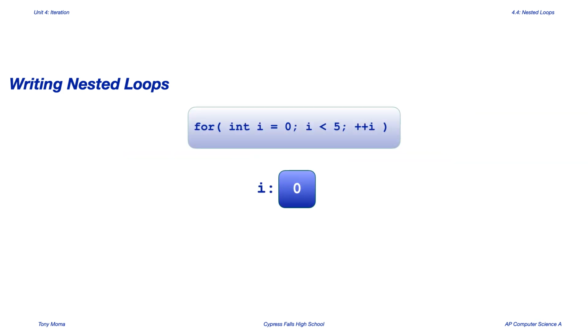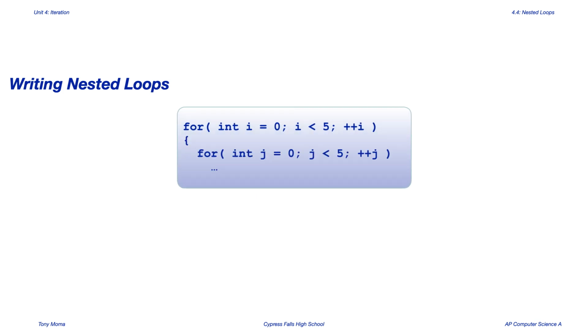For example, in a regular for loop, in this case, with this specific header, we know that i gets initialized to 0. Then in the next iteration, it becomes 1. Then it becomes 2. Then 3. Then 4. Then the Boolean fails and the for loop is finished.